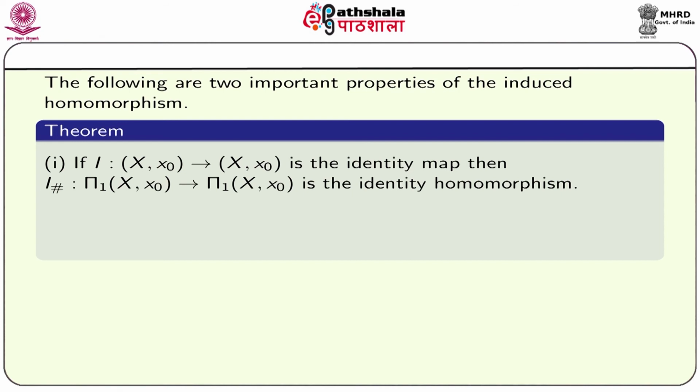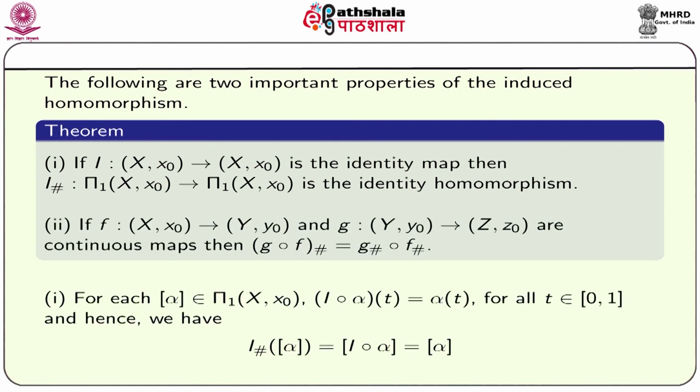Now, the following are two very important properties of the induced homomorphism. If we take I from X to X, the identity map, then the induced homomorphism I sharp from pi 1 of X, x 0 to pi 1 of X, x 0 will be once again the identity homomorphism. Now, we look at the proof of this: for each alpha taken from pi 1 of X, x 0, the induced homomorphism I sharp evaluated at class alpha is equal to the class of the identity function composed alpha, and once again that is class alpha. So, I sharp is the identity homomorphism.